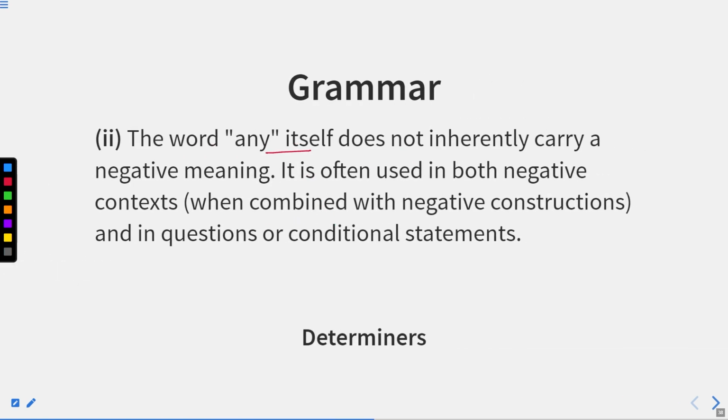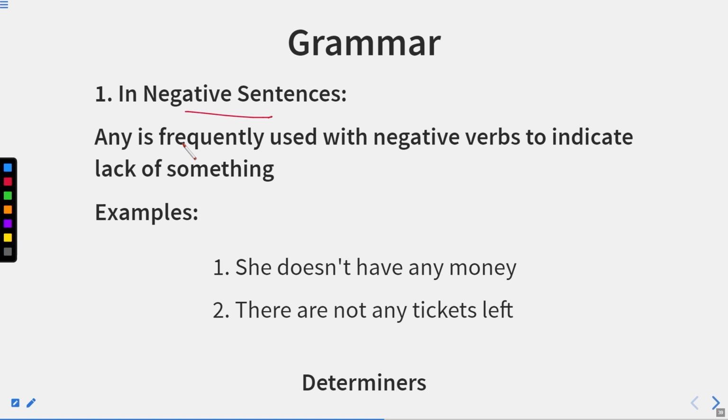The word any itself does not inherently carry a negative meaning. It is often used in both negative contexts when combined with negative constructions and in questions or conditional statements. In negative sentences, any is frequently used with negative verbs to indicate lack of something. If it is used with a negative verb, we are talking about the word not over there. She does not have any money. There are not any tickets left. So we can use these words any and not together in these contexts.